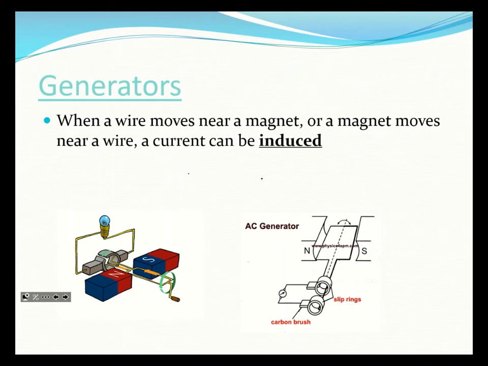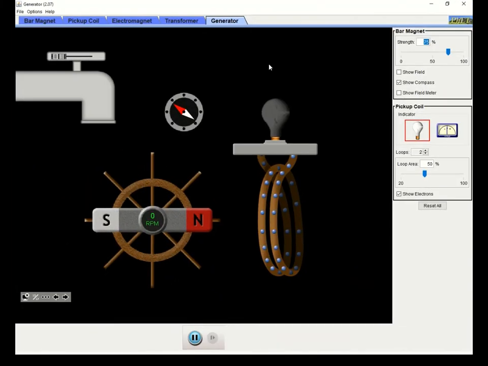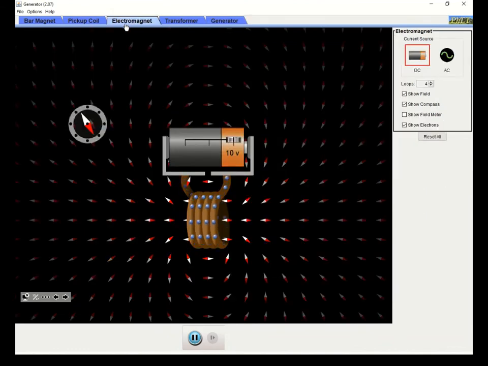Still recording. So when a wire moves near a magnet, or a magnet moves near a wire, a current can be induced. So I'm going to show you that with this little simulation here. So this is our electromagnet, right? We do a direct current. A battery is a direct current. We run it through a wire.